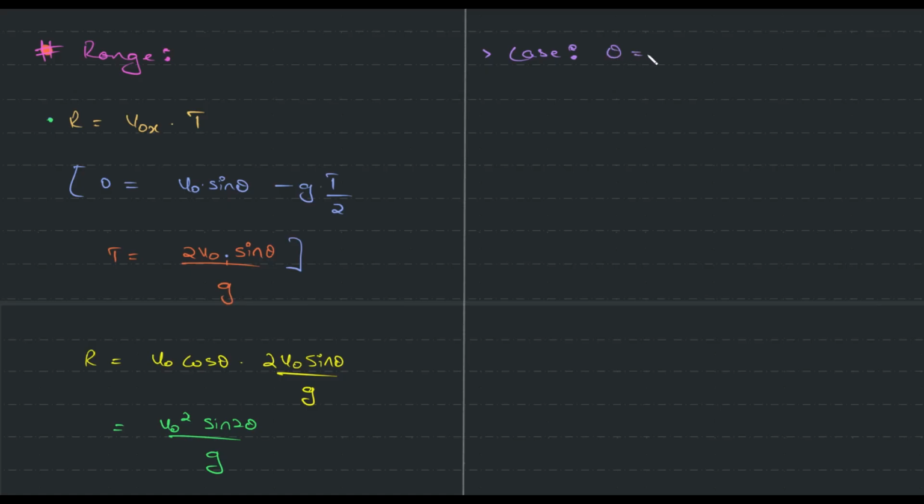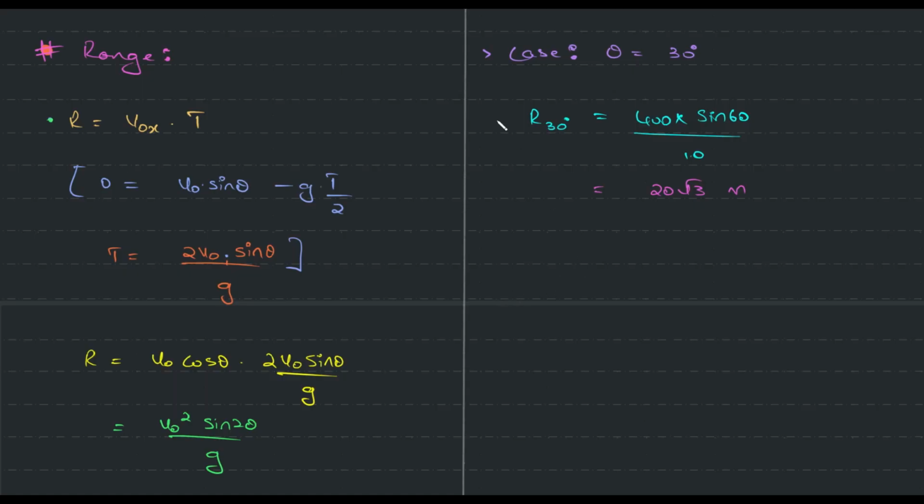So case theta is equal to 30 degree. We'll start with that. So R for 30 degree will be, V naught square is 400 into sine of 60 divided by 10. So sine 60 is root 3 by 2. So 20 root 3 meters. Root 3 by 2, 20, 200.